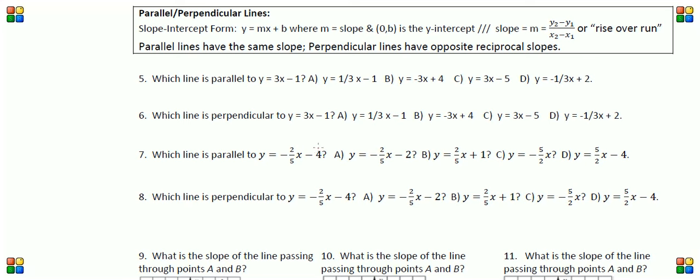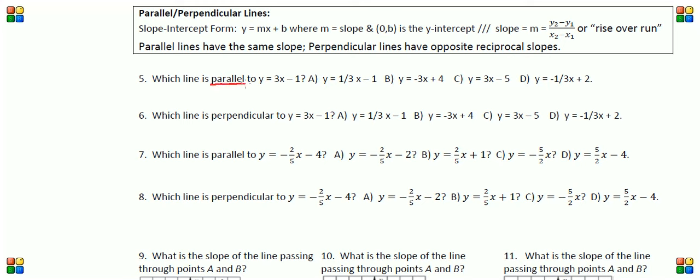Okay, we're up to question number 5, which is asking us about parallel lines. And the question is, which line is parallel to the equation y equals 3x minus 1? And it gives you a choice of A, B, C, or D. Let's talk about again what we've already discussed in class about parallel lines.